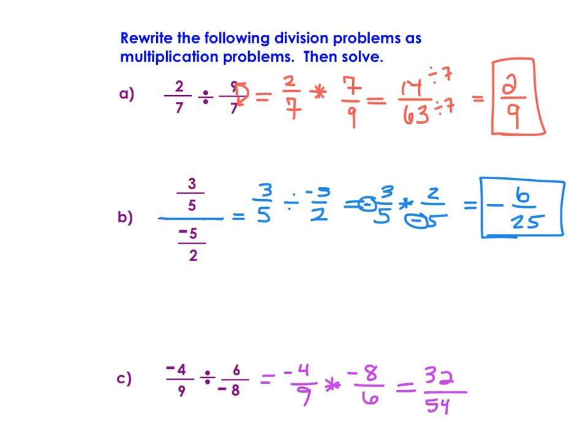I then know that both of these are at least divisible by 2, so I can simplify it further. The numerator becomes 16. The denominator becomes 27. Those no longer have any common factors, so I am completely done simplifying.